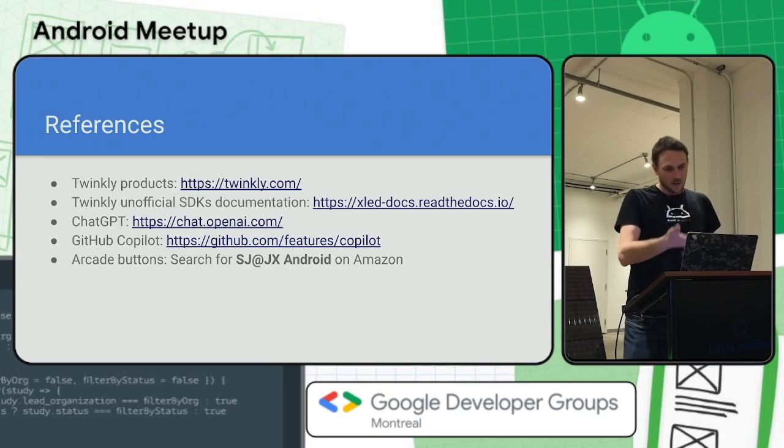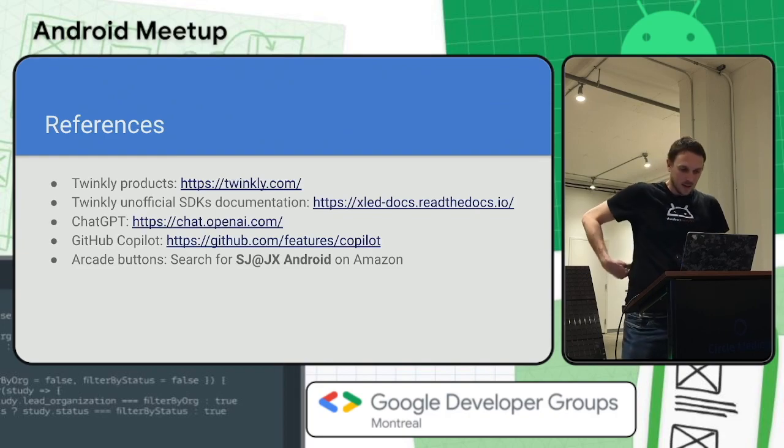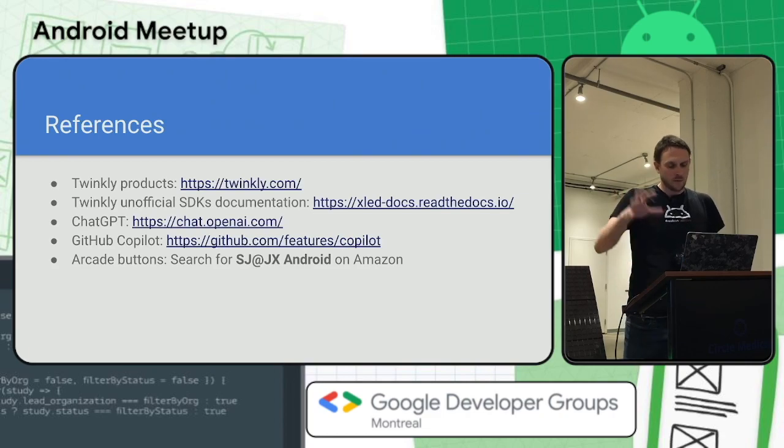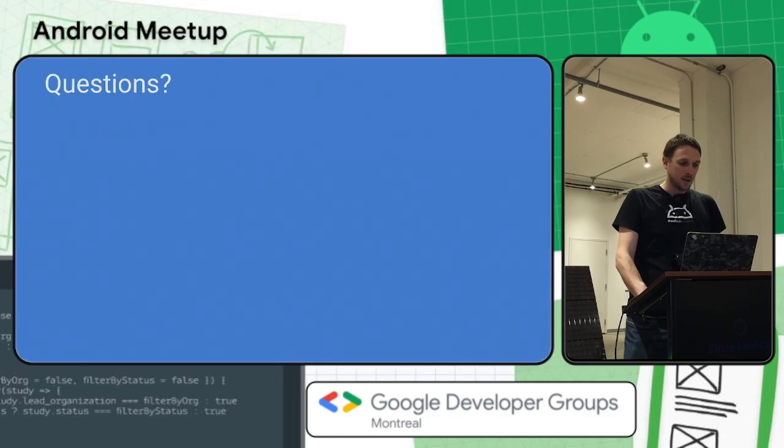References: the official Twinkly website and the SDK documentation from the community. A lot of the code that you saw today was inspired by ChatGPT and GitHub Copilot. And for the arcade buttons that I've shown, if you search for SJ@JX Android on Amazon, you're going to find a lot of arcade button configurations. Yeah, so questions, and thank you in advance.